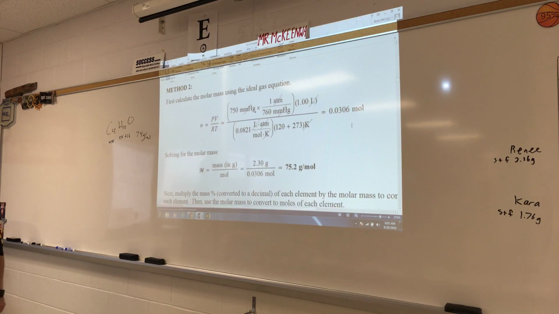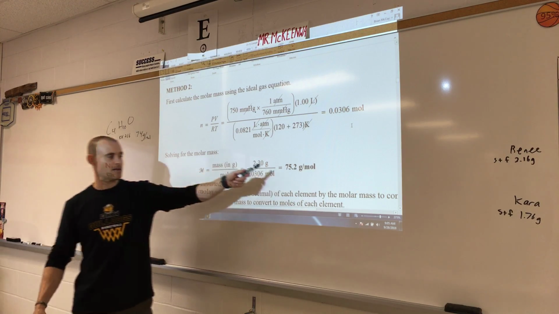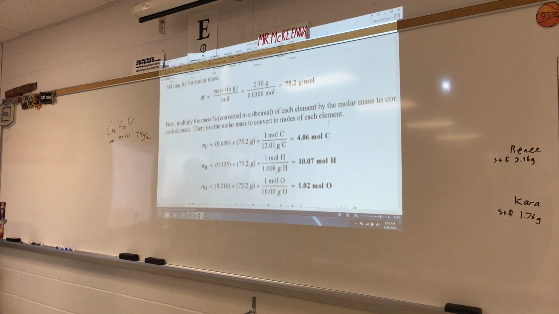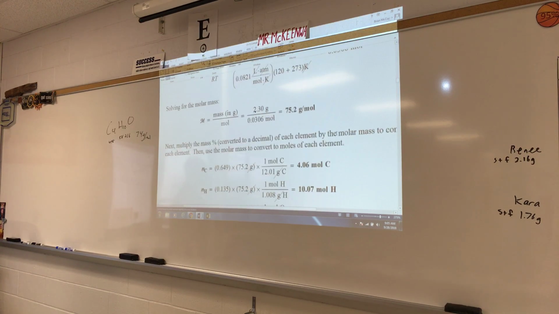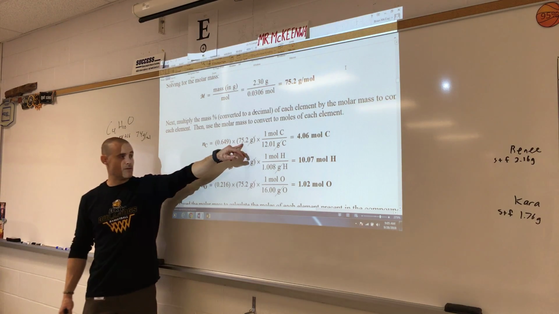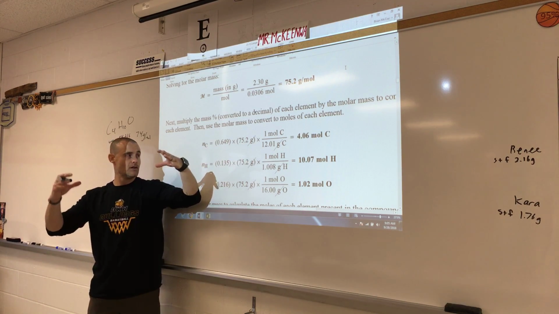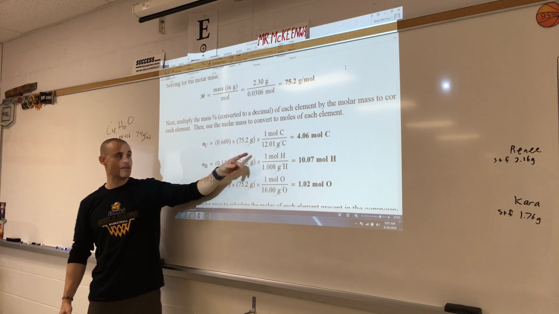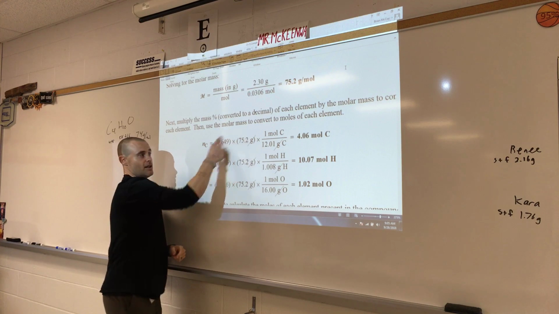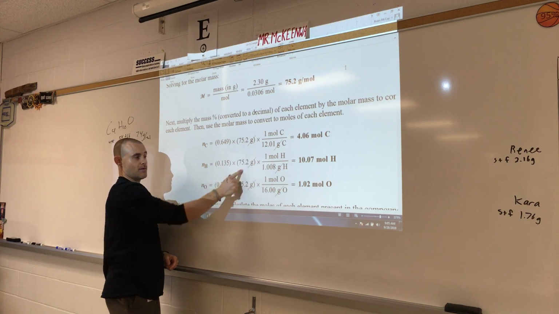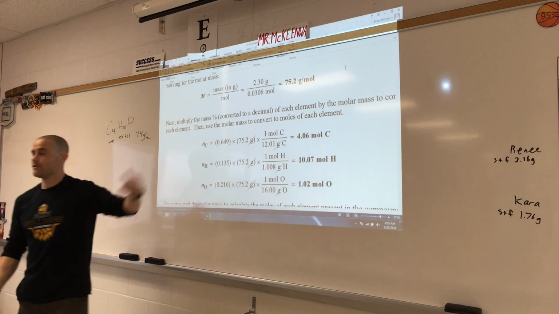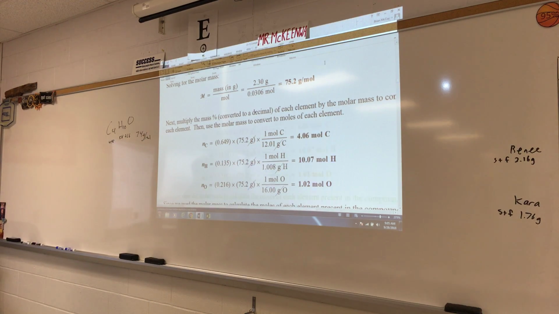In the second method, they calculated the molar mass first, so that's the same calculation as before. Then they took the percentage and multiplied it by the molar mass. That makes sense. If you know the grams of the total and multiply by percentage, you get the grams of the individual atoms. So this calculation is grams of carbon, grams of hydrogen, grams of oxygen, and then they turned it to moles using the molar mass, then divided by the lowest number. That's another way to do it.